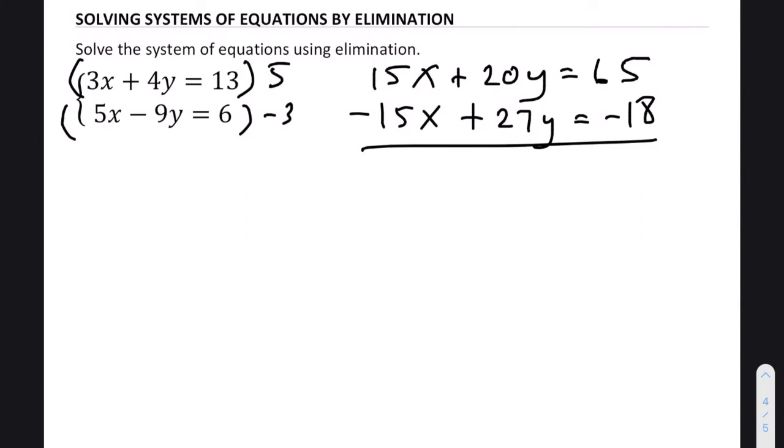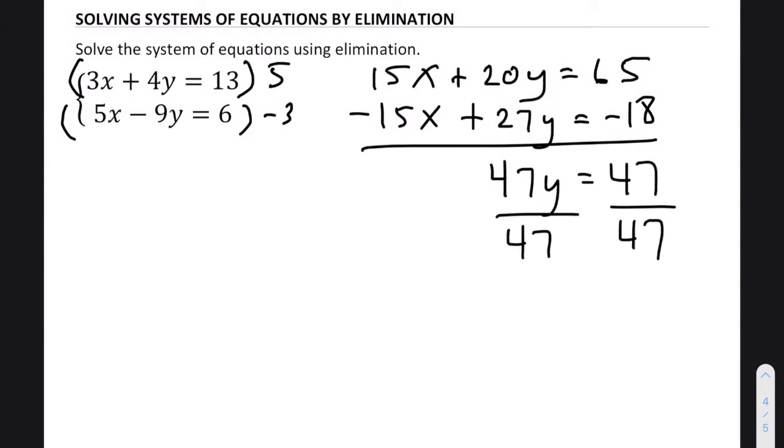And so when we add these two equations together, the x terms cancel each other out, so we end up with 47y equals 65 minus 18 is 47. So this ends up being 1 because we're going to divide by 47. So y is equal to 1.